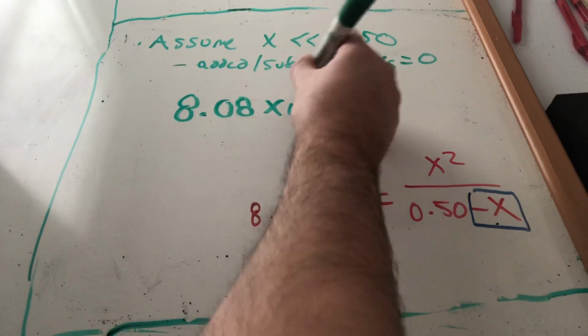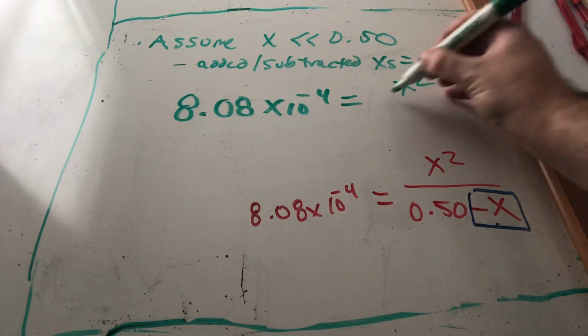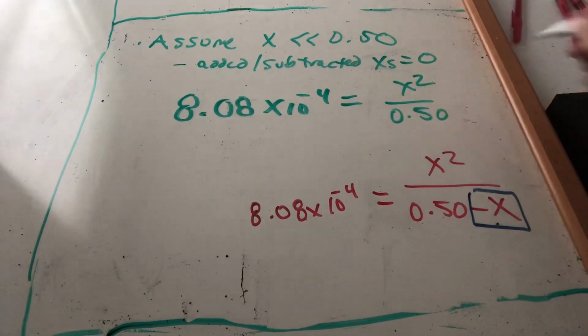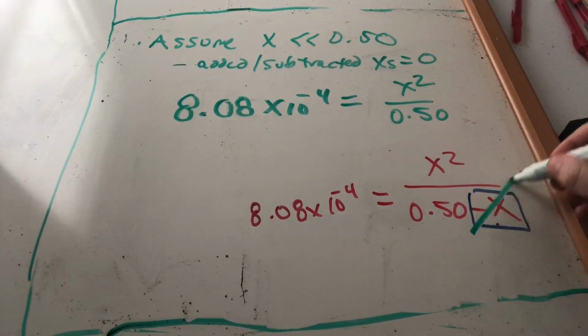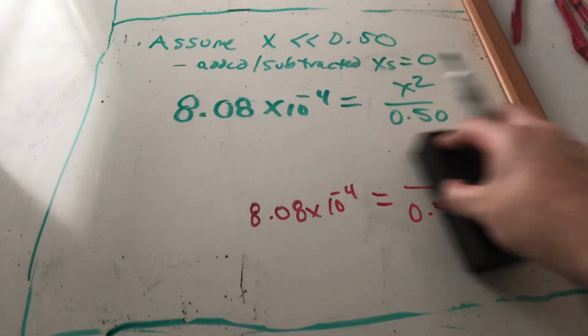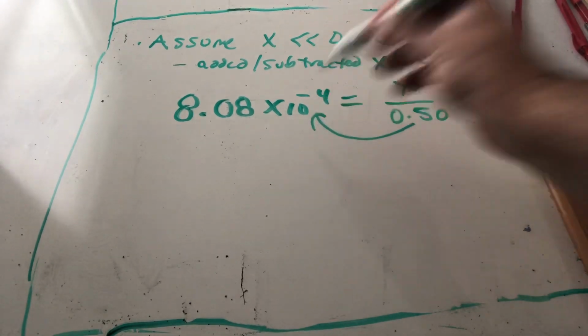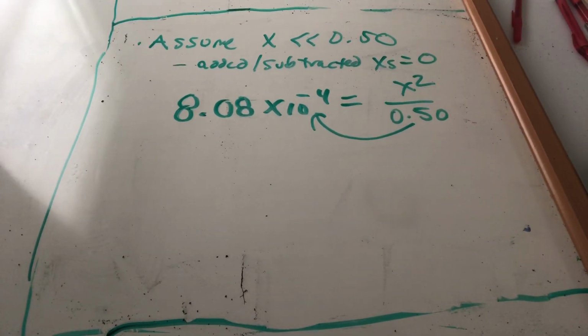8.08 times 10 to the minus 4 is equal to x squared divided by 0.50. We literally just take these and we say they're so small. Once they're added and subtracted, we might as well pretend they're 0. So this, you do not need to use the quadratic formula to solve. This, you're going to take the 0.5 to this side, and then you're going to square root both sides.